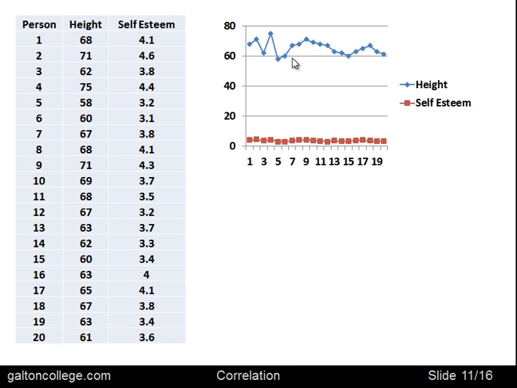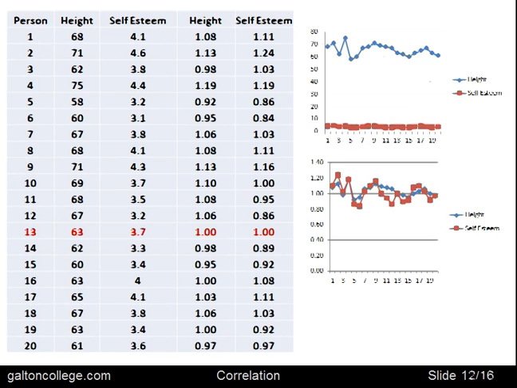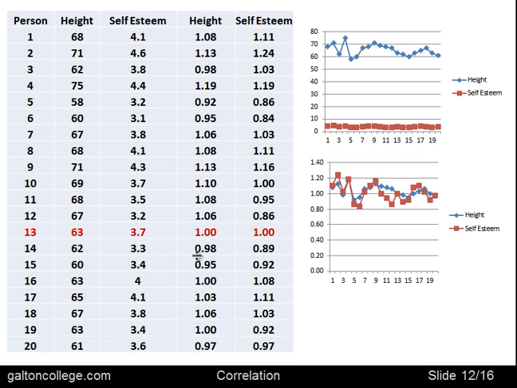So we want to see how these two variables are linked. What we really need is both of them to make sense on the chart. Well, one way of doing this is to index all of the numbers. So we can pick any person along here. Let's just pick person 13. It could be any person, doesn't matter. So we'll pick person 13 who's got a height of 63 centimeters. Now if we divide all the others by 63, we'll get an index.